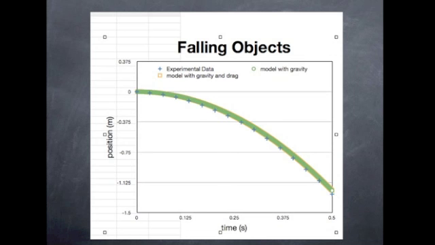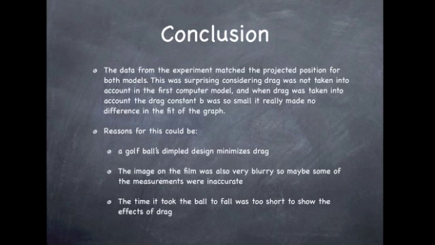Here are the three different sets of data on one graph. You can see the experimental data are the blue pluses, the model with gravity is the green, and the model with drag and gravity is the yellow, which you can't really see because it's right on top of the green because B was very, very small because the fit was pretty good. Conclusion. The data from the experiment matched the projected position for both models. This was surprising considering drag was not taken into account in the first computer model. And when drag was taken into account, the drag constant B was so small it really made no difference in the fit of the graph.